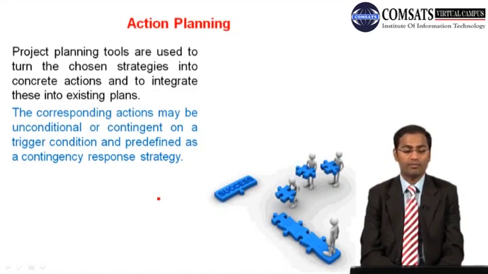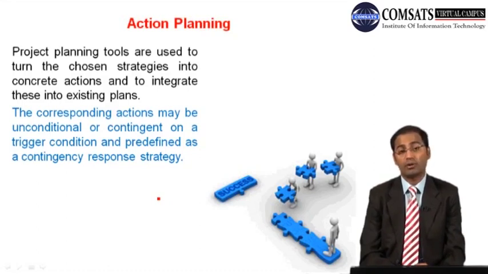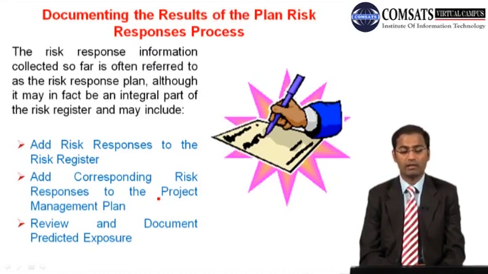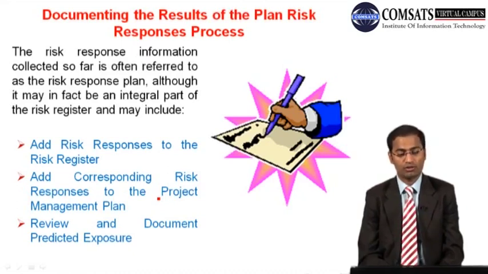Then action planning: project planning tools are used to turn the chosen strategies into concrete actions and to integrate these into existing plans. The corresponding actions may be unconditional or contingent on trigger conditions and predefined as a contingency response strategy. And then, last but not the least, documenting the results of the plan risk response process. The risk response information collected so far is often referred to as the risk response plan, although it may in fact be an integral part of the risk register, and may include adding risk responses to the risk register, adding corresponding risk responses to the project management plan, and reviewing and documenting predicted exposure.